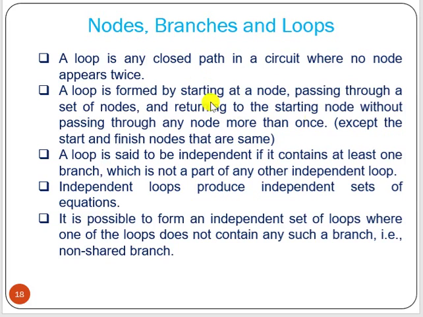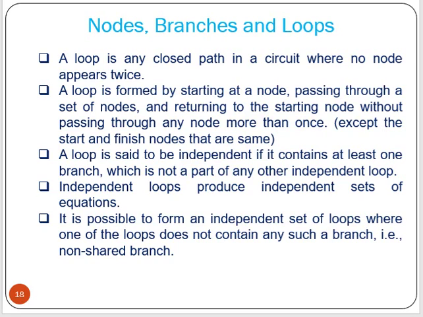So the main point is there should be a closed path. A loop is formed by starting at a node, passing through a set of nodes and returning to the starting node without passing through any node more than once except the first and final node. Both are the same. A loop is said to be independent if it contains at least one branch which is not part of any other independent loop.